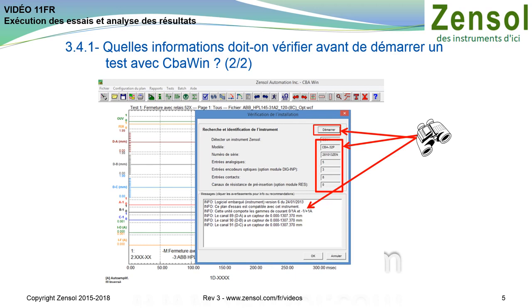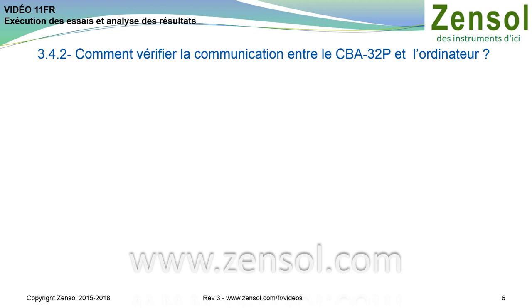How to check communication between the CbaWin and the computer? Click on the second blue button to check the stability of communication between the CbaWin software and the CbaWin device. In the bottom left-hand corner, you'll see the short communication tests. You must obtain 100%. If this is not the case, go to Appendix 2 of the installation guide entitled Communication Tests, where you'll find recommended points to check.